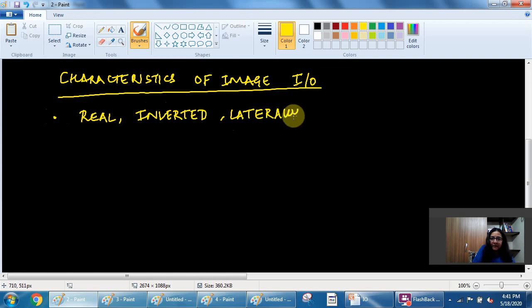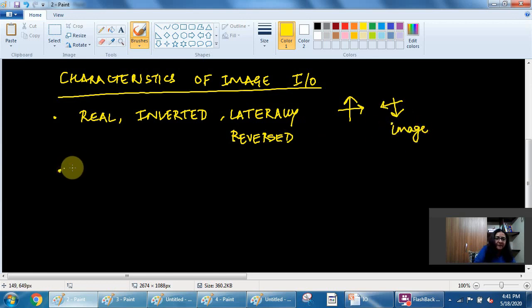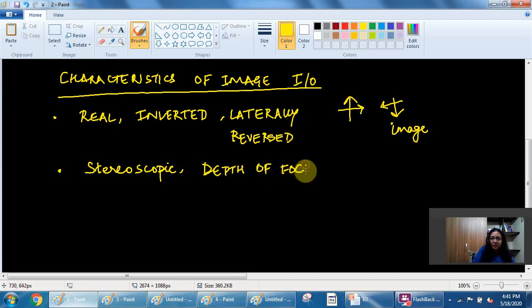Inverted means that up has become down and down has become up. Laterally reversed means that right has become left and left has become right. So this is your image. Now it is a stereoscopic view, so we have a good depth of focus. The raised lesions can be very well examined through this method.